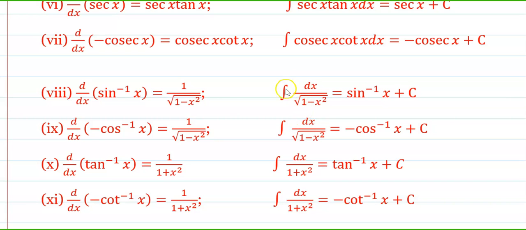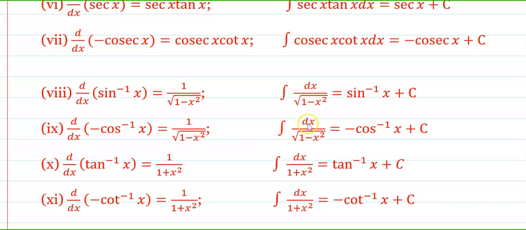Again, suppose that I want to find out the integral of 1 upon under root of 1 minus x square. Then again I will ask the question, which is the function whose derivative is 1 upon under root of 1 minus x square, and that's nothing but the sine inverse of x, and hence the integral of 1 upon under root of 1 minus x square into dx is the sine inverse of x.